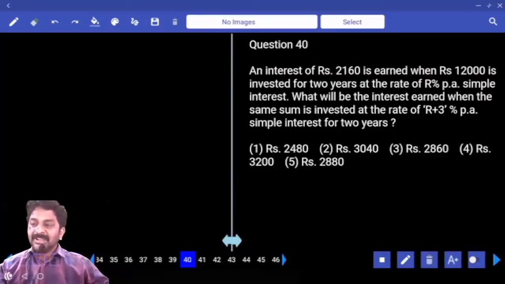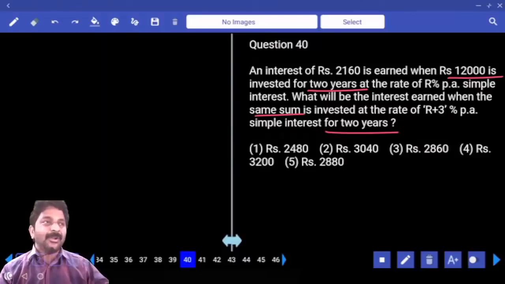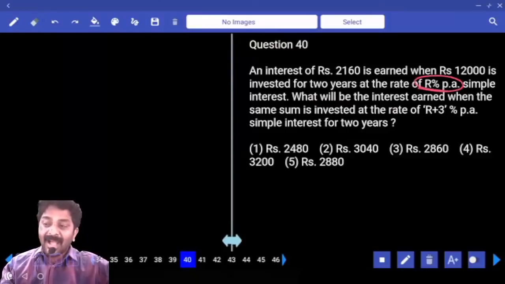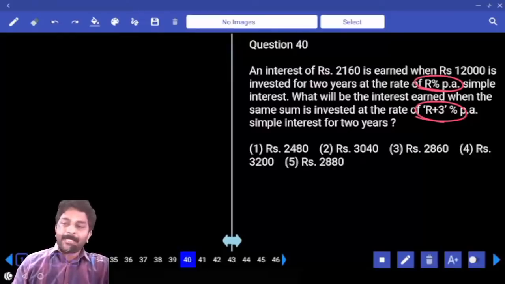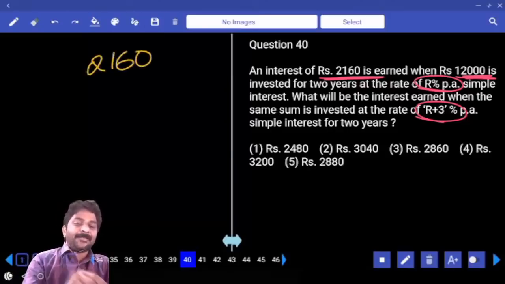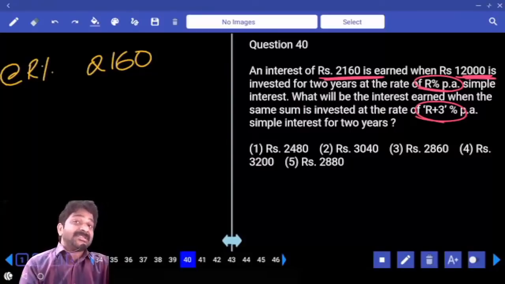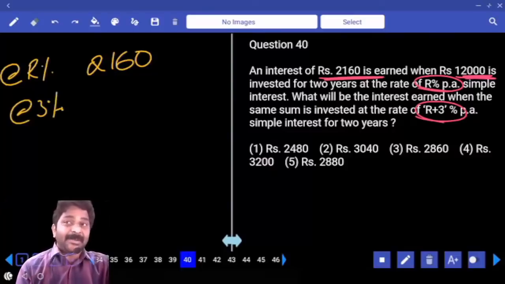The shortcut is, 12,000 rupees is given for 2 years in the initial case, correct? Even in the next case, the same sum is invested for 2 years. But what is the difference? Earlier it was R, but now it is R plus 3%. On 12,000 rupees for 2 years, interest is equal to 2160 only. This is at the rate of R%. Then what is our change? R plus 3. That means you have to increase its value by 3% only.